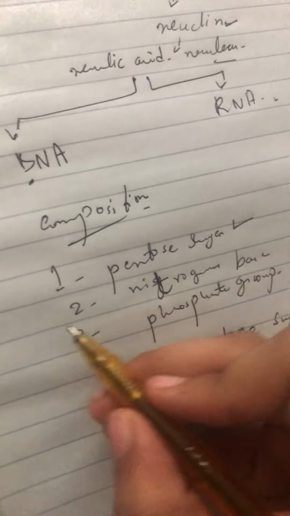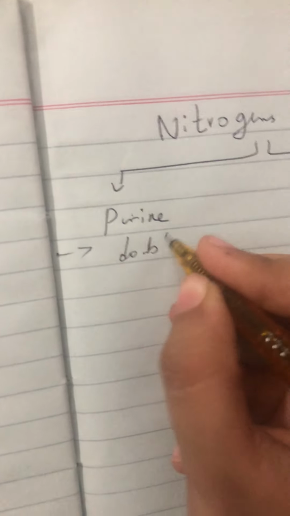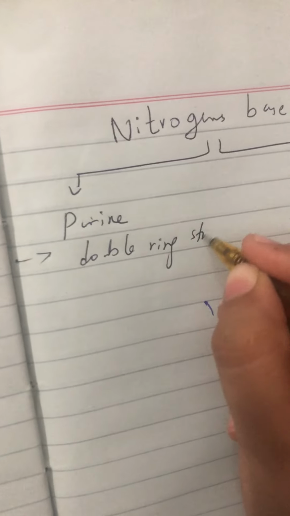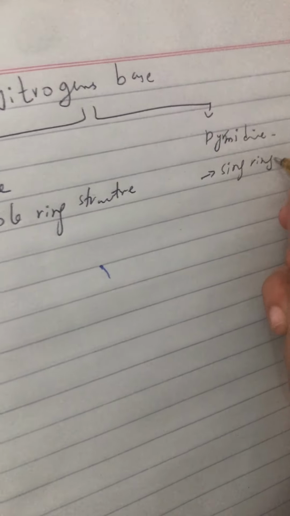After that, if we talk about the nitrogenous base, nitrogenous bases are of two types. Number one is purine and number two is pyrimidine. Basically, purine is the double ring structure, and pyrimidine is the single ring structure.